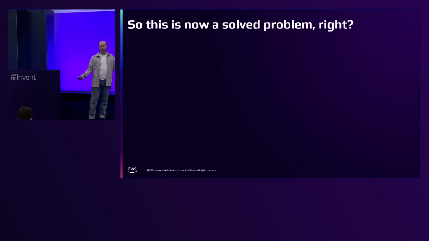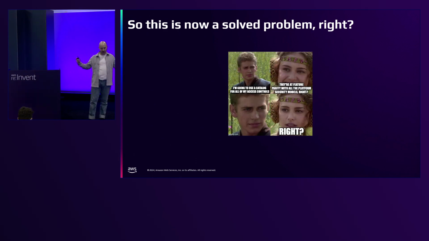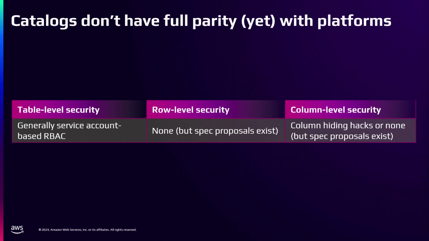So this is now a solved problem, right? Use a catalog, write all the access controls into the catalog, and it's everywhere. Not quite. So you can read the meme. It feels weird for me to read a meme. But basically catalogs don't have full parity yet with platforms.